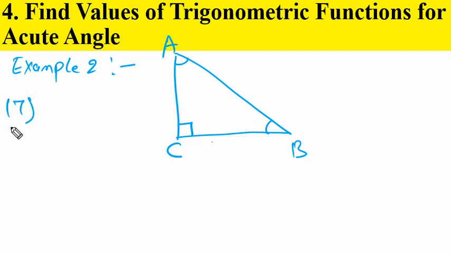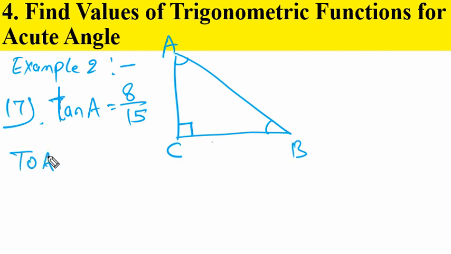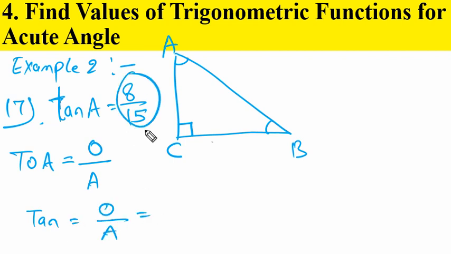So first question in this series, you have tan A is equal to 8 over 15. So what will you do now? Tan is TOA, so "Kato". Remember, we have discussed that. Opposite over adjacent. Tan is equal to opposite over adjacent. Now from here, if you compare, opposite is 8, adjacent is 15.